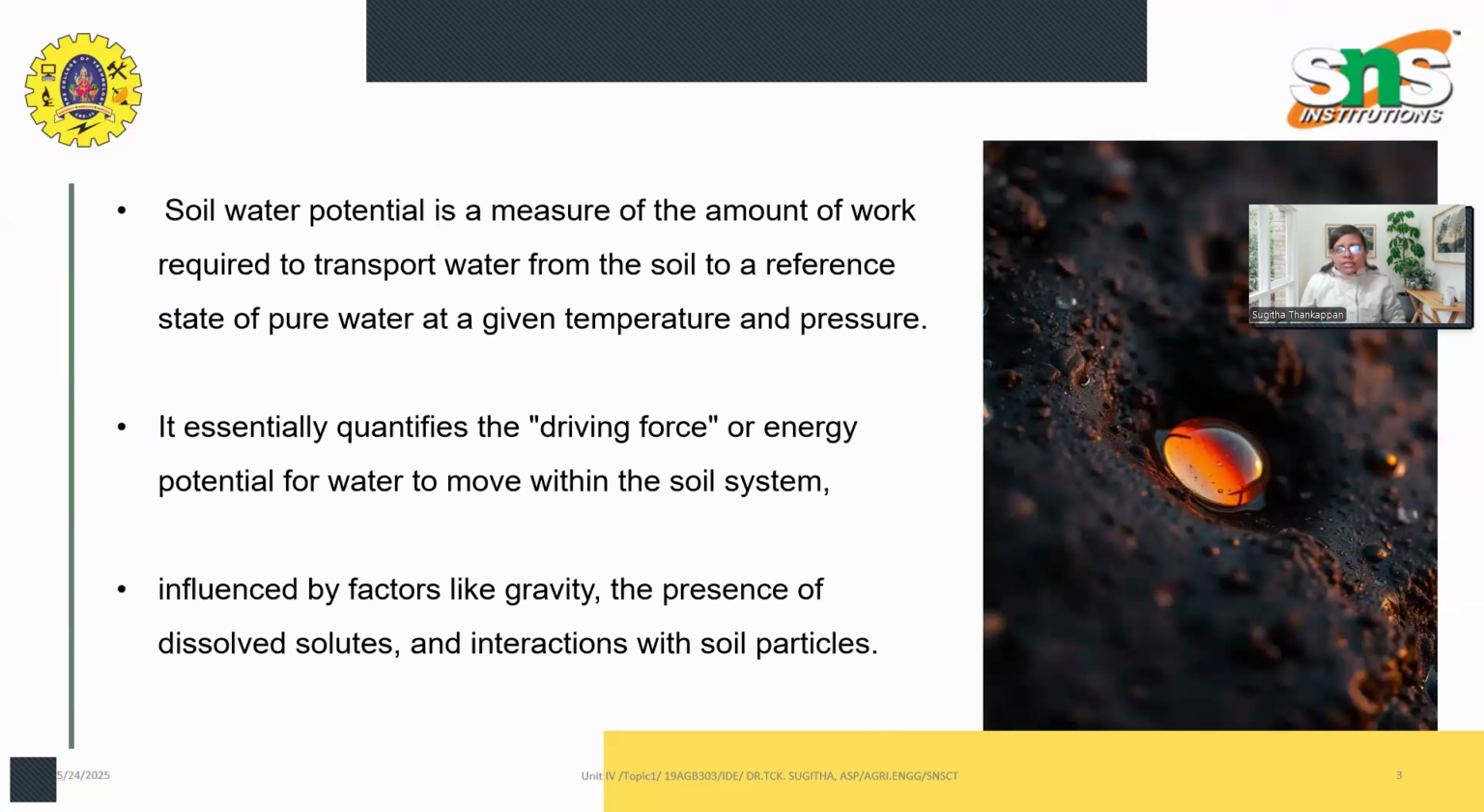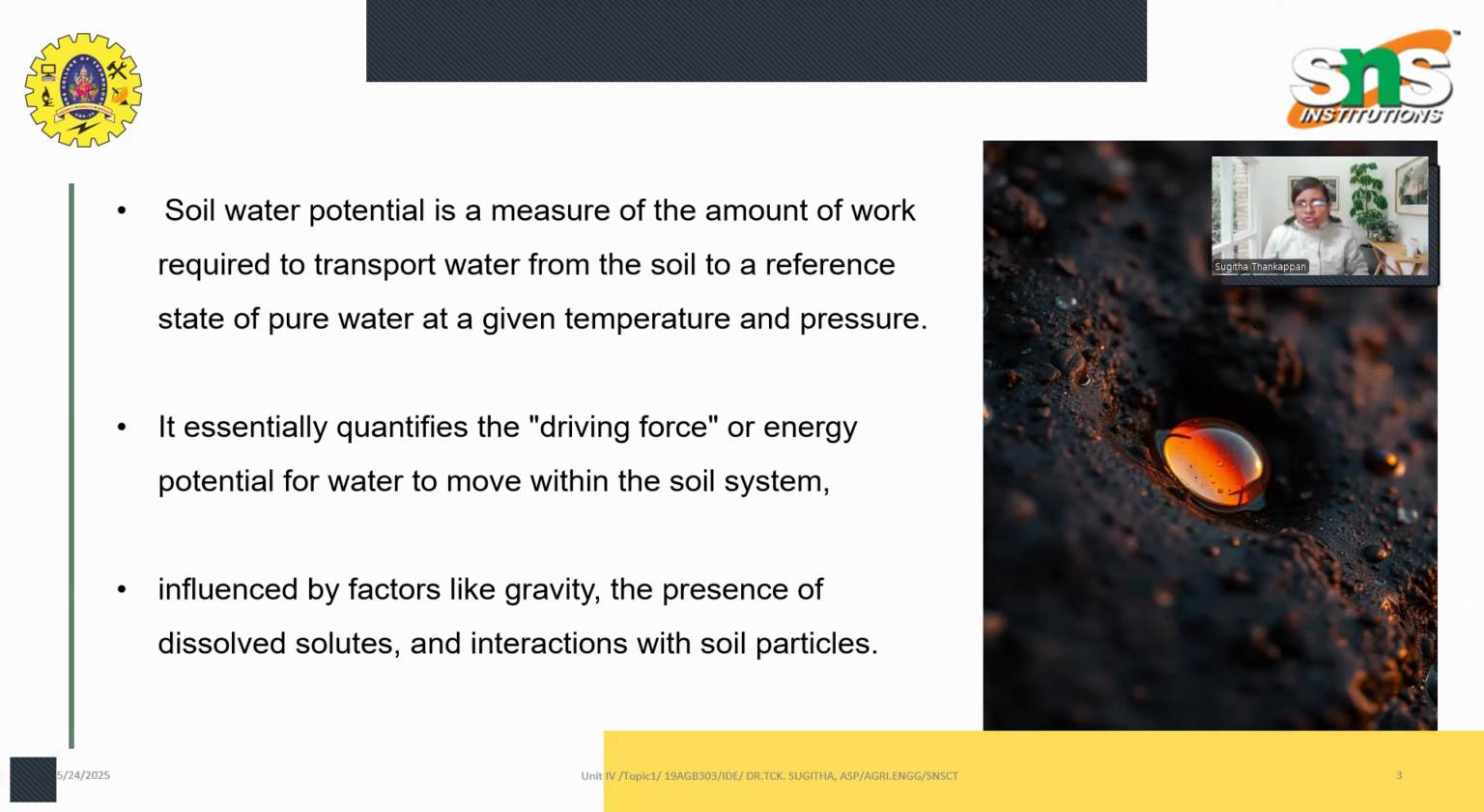Soil water potential is the measure of the amount of energy or work required to transport water from the soil to a reference state of pure water at a given temperature and pressure. In the last video, we studied that water is extracted through two major forces, that is gravitational as well as the capillary forces.